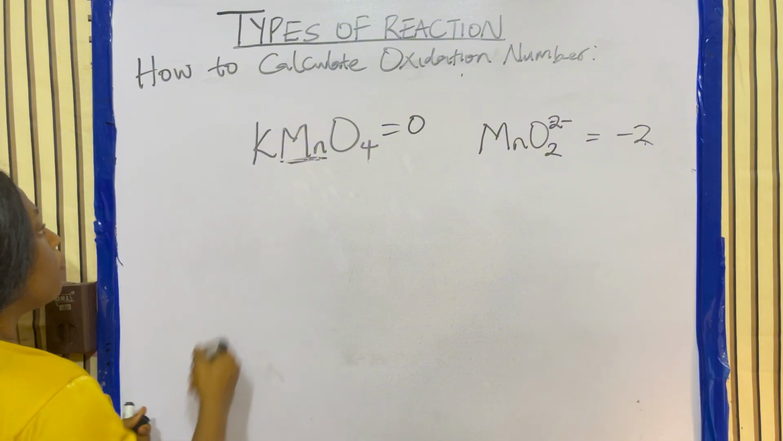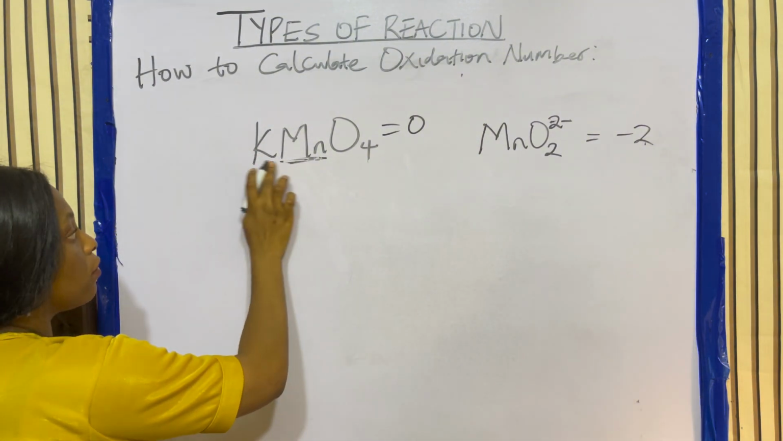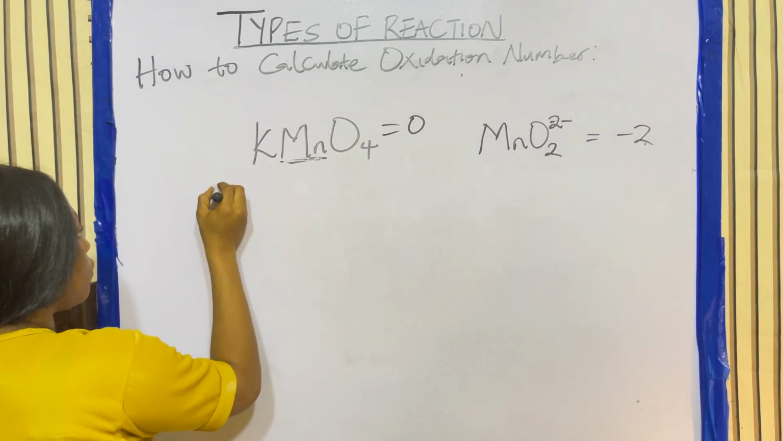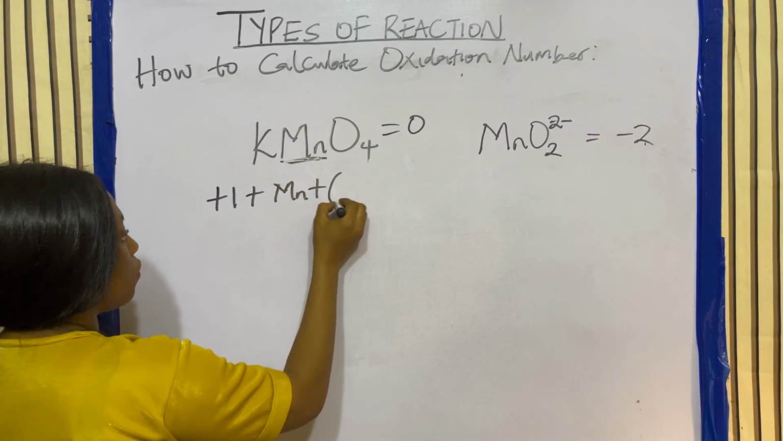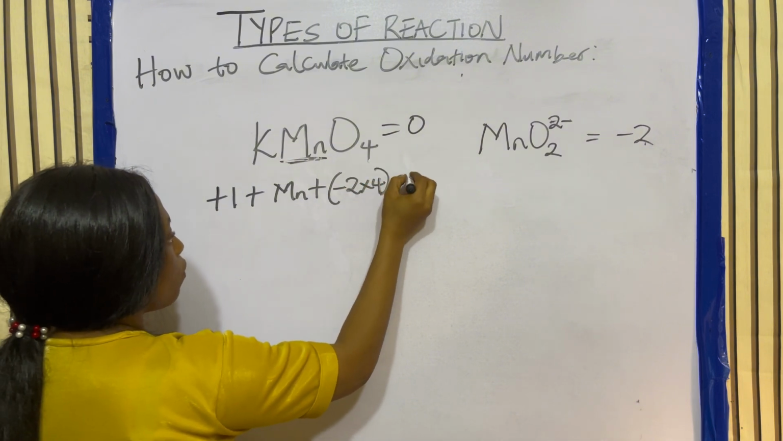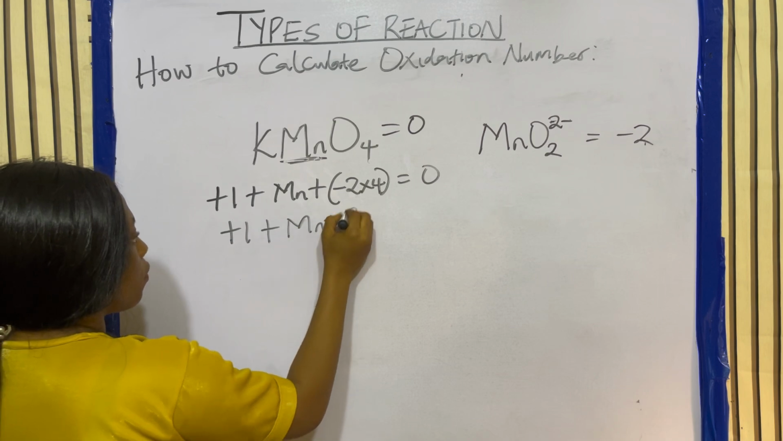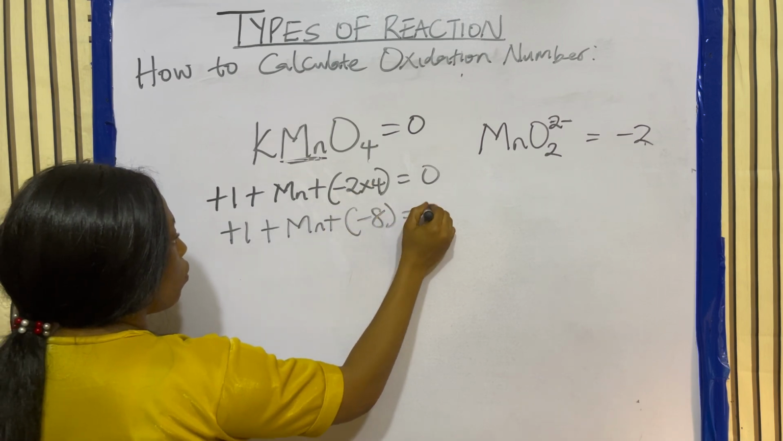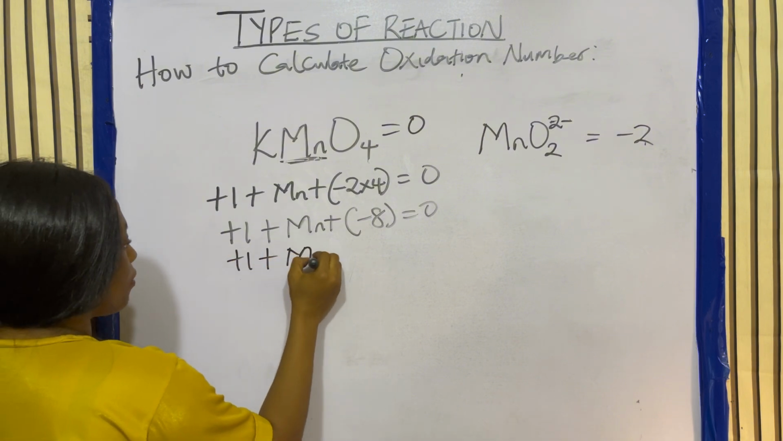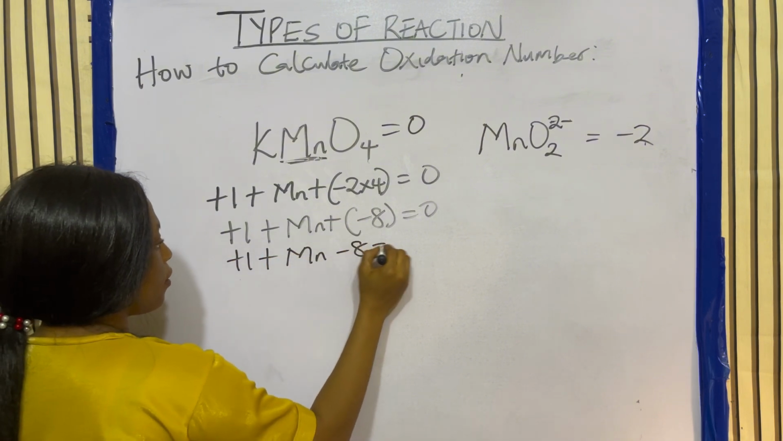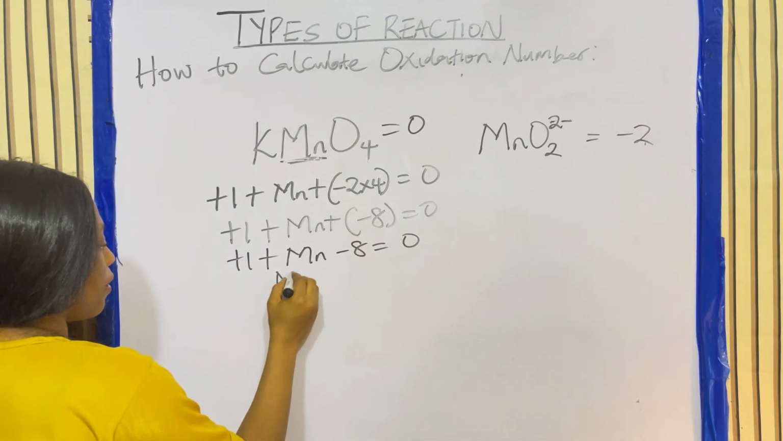All right. So to find the oxidation number of manganese, potassium is +1, plus manganese, plus oxygen, which is -2 times 4, is equal to 0. So you have +1 plus manganese plus -8 is equal to 0. Are we following? Then we are going to collect like terms together.